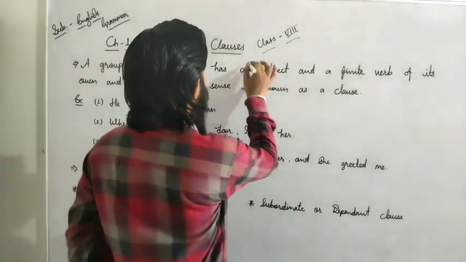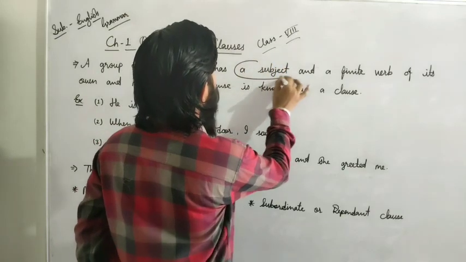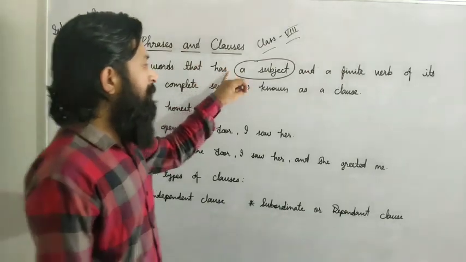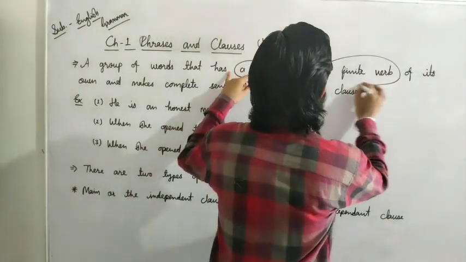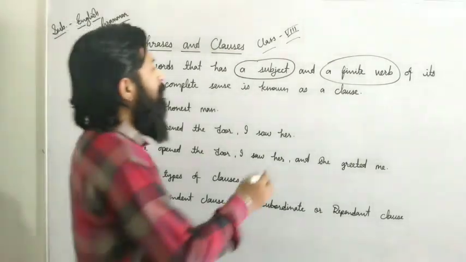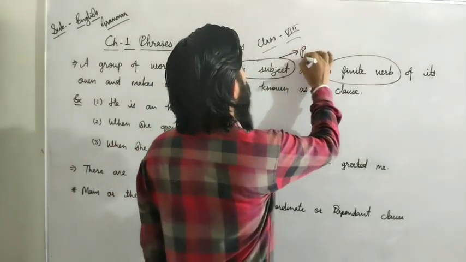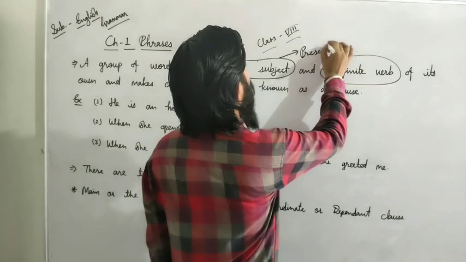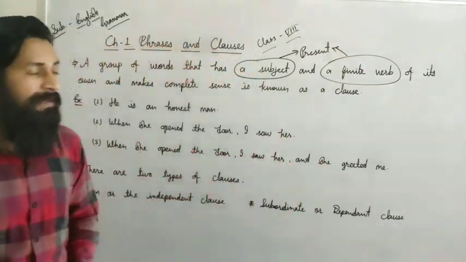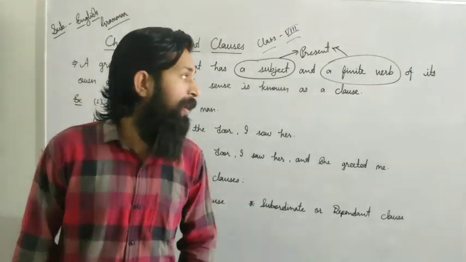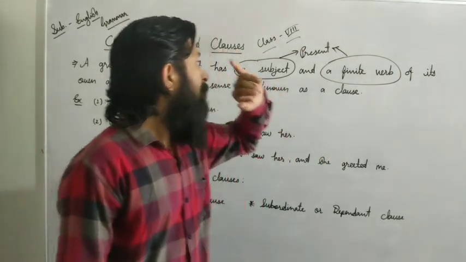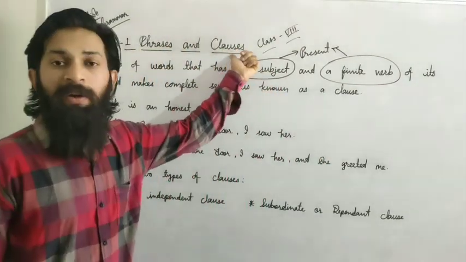Dear students, in the last class I already mentioned that phrases do not consist of a subject and a finite verb. But if we talk about clauses, then both are present. If in any part of a sentence or in a group of words, a subject is there and a finite verb is also there, then it will be known as a clause.